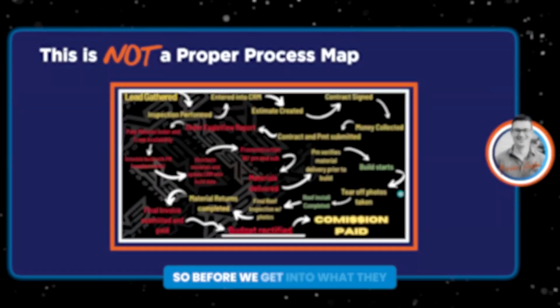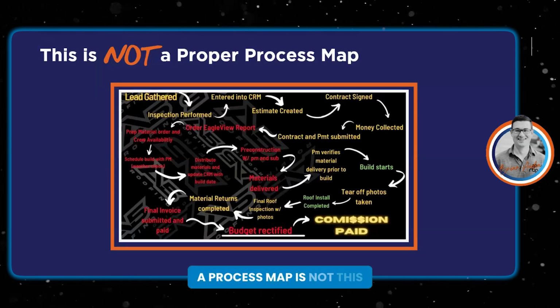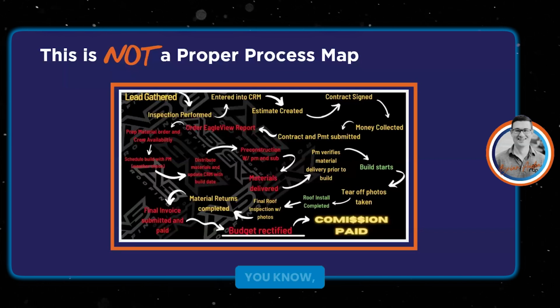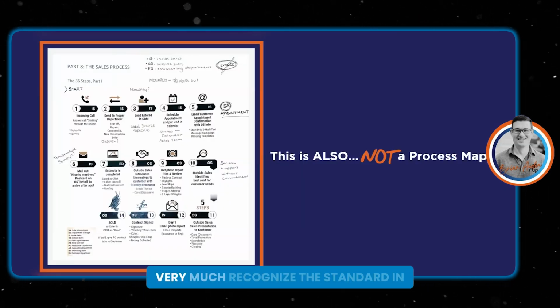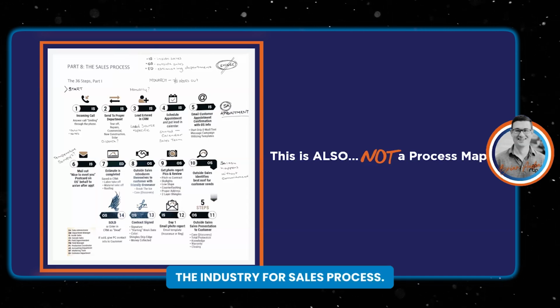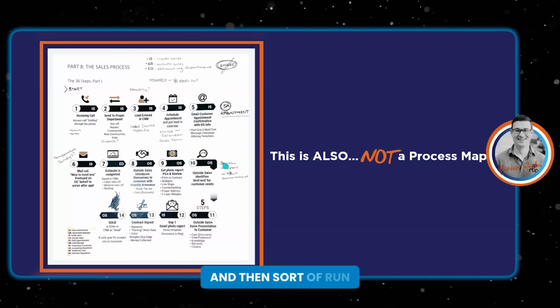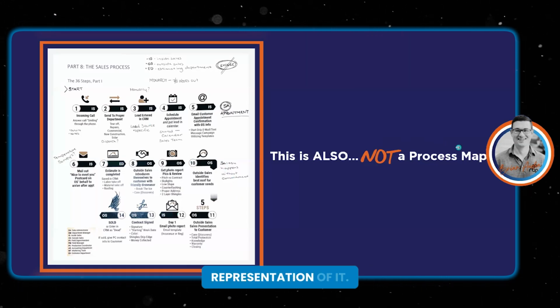So before we get into what they are, let's talk about what a process map is not. A process map is not this. A bunch of words, little arrows sort of jumbled on a page. I'm sure it could be followed, but it's not an easy visual. This is also not a process map. Very much recognized as standard in the industry for a sales process. This is what they had laid out. You see they get 1, 2, 3, 4, 5, and then sort of run a room and they go back here. The process is good, but this map is not a good representation of it.